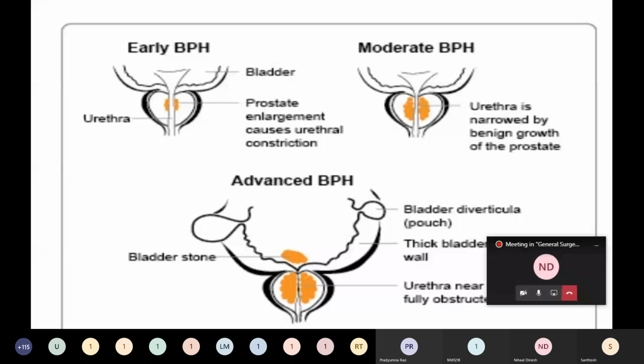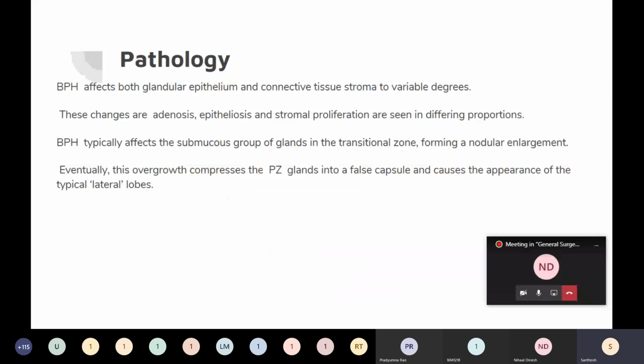This is the advancement of BPH. Pathology. BPH affects both glandular epithelium and connective tissue stroma to variable degrees. These changes, adenosis, epitheliosis, and stromal proliferation, are seen in differing proportions. BPH typically affects the submucosal group of glands in the transitional zone, forming a nodular enlargement. Eventually, this overgrowth compresses the peripheral zone glands into a false capsule and causes the appearance of the typical lateral lobes.